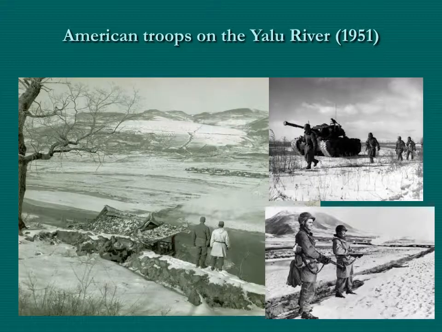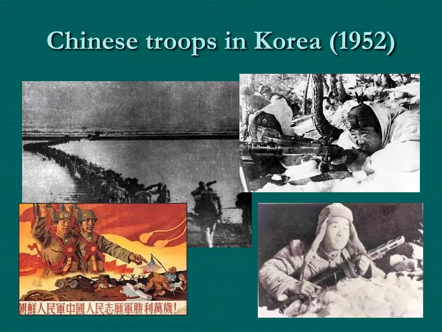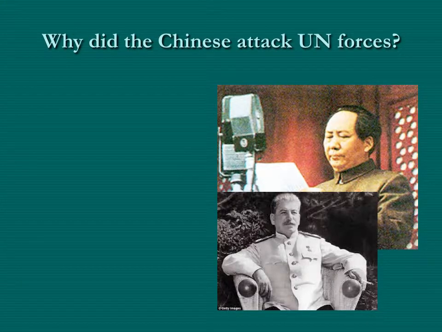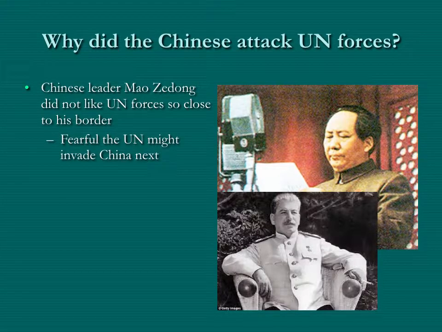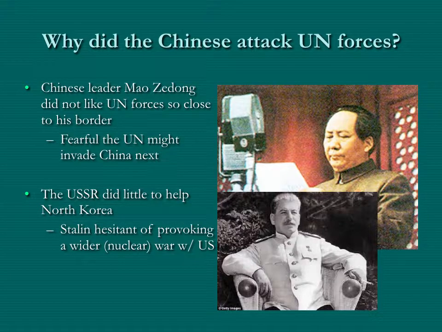The Americans push all the way to the Yalu River, and that's when the Chinese counterattack, and their massive numbers and swarm tactics force the UN back across the 38th parallel. So why did China get involved? Well, Mao's a little worried that the UN forces are so close to his border. He's worried that they're going to invade China next. And also there is a little bit of hesitation on the part of Stalin to widen this up a little bit. If the USSR jumps in there, there could be a wider war.